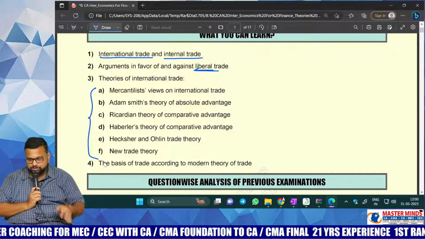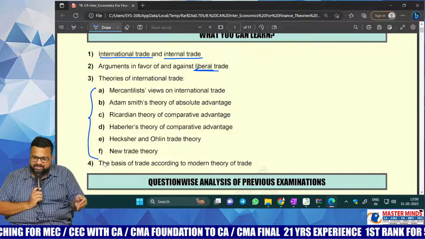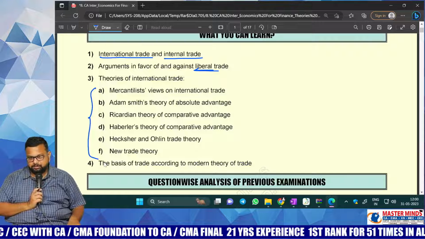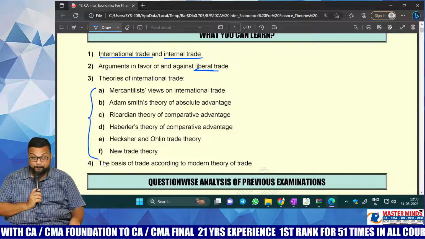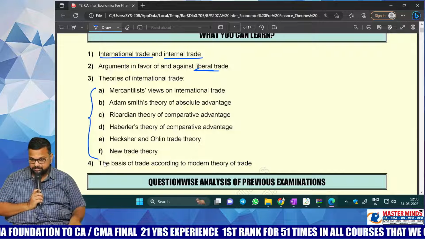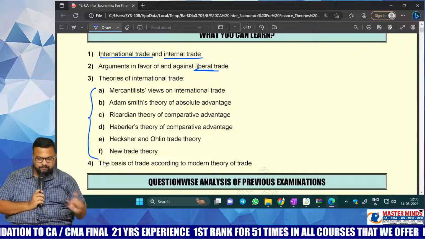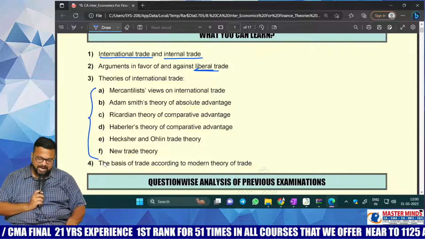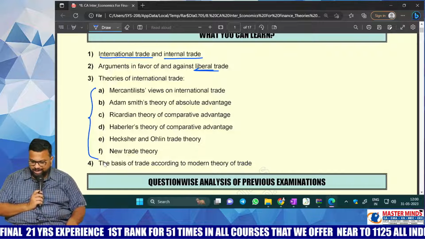If I'm getting the same amount of profit in exports also, there is no need to export. I should be getting more profit in exports when compared to domestic sales. Then only I will be interested in participating in international trade. In the same way, these economists also try to explain some advantages which the countries should get. Then only they will participate in international trade.